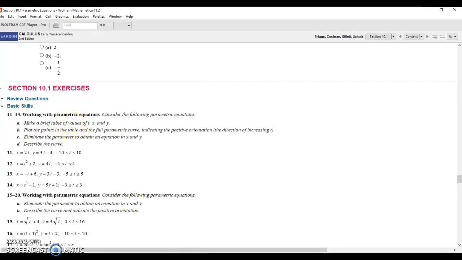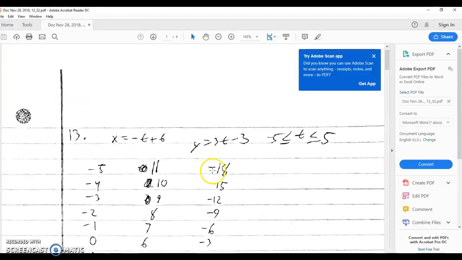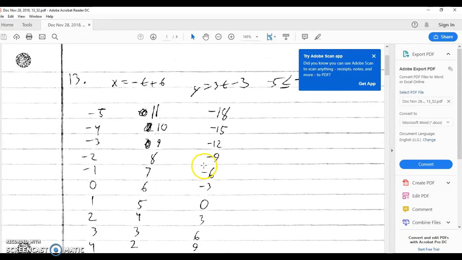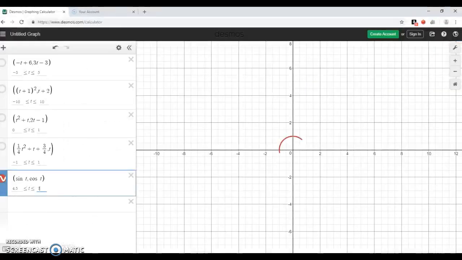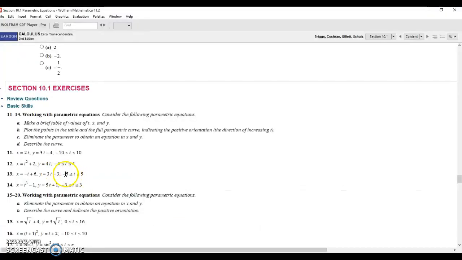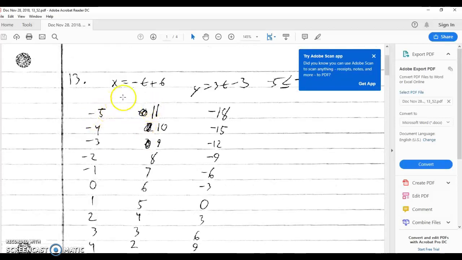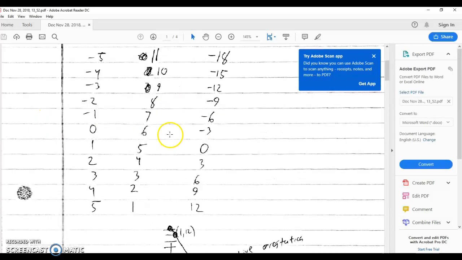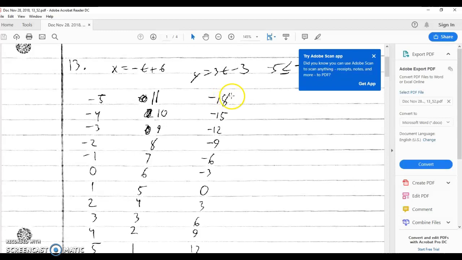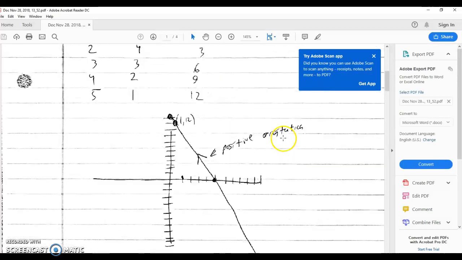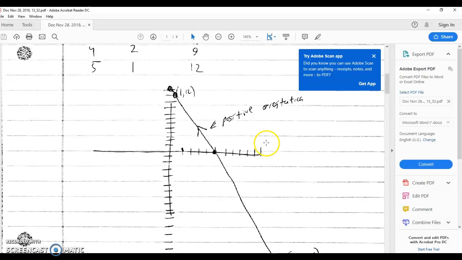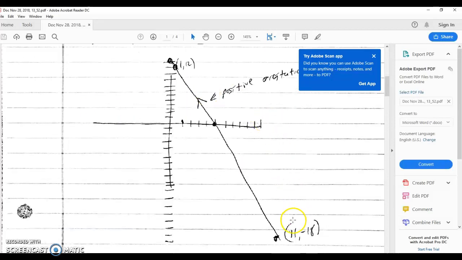So making a table for number 13, I just took some t values. Actually, they wanted us to go from -5 to 5 on this one. So that's our full parametric curve, sorry. To make a table, I went from -5 to 5 with t values, and then I just substituted in: -5 plus 6 is 11, and so on. That goes from 11 to 1 for x values. My y values go from -18 to 12. I plotted those values. They go from (11, -18) on.